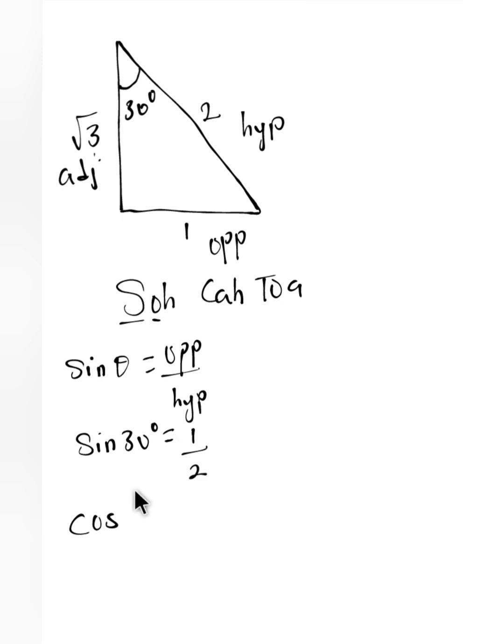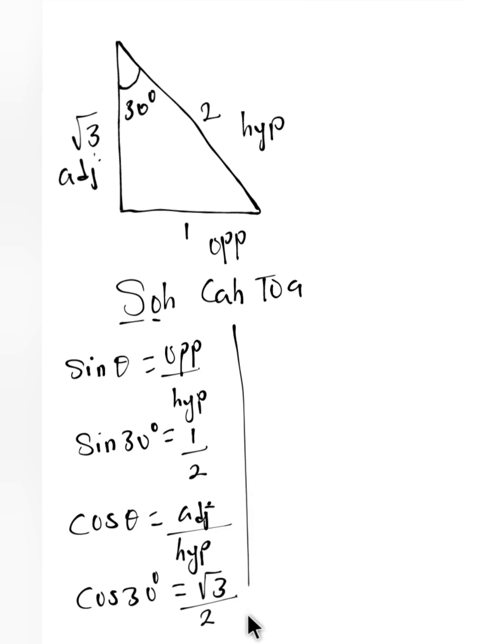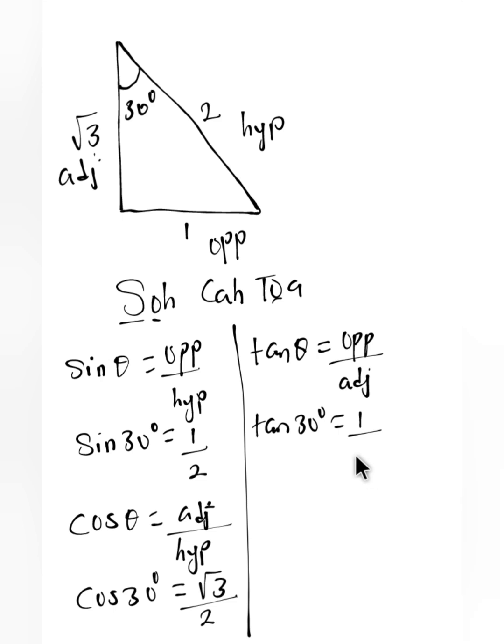Let's work with cosine. Cos theta is equal to A, adjacent, over H, hypotenuse. So cos 30 degrees is equal to adjacent, which is root 3, over hypotenuse, which is 2. Tan theta is equal to O, opposite, over A, adjacent. So tan 30 degrees is equal to opposite, which is 1, over adjacent, which is root 3.